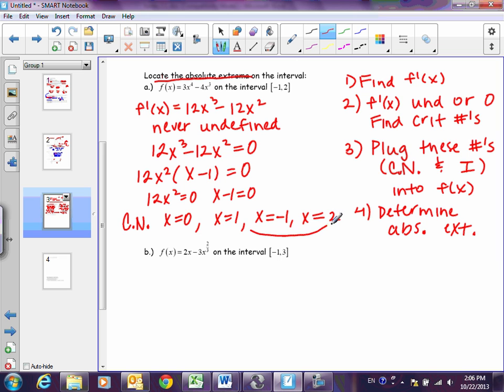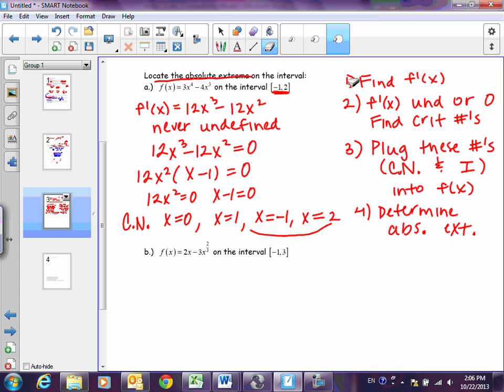Let me make sure everybody, where did I get these last two numbers? From the interval right there. Those are the two x values. It's saying we start at x equals -1, we go until x equals 2. You have to consider the endpoints. Those could be your absolute max or min. Okay, now number 4, I'm going to show you how to do this, okay?